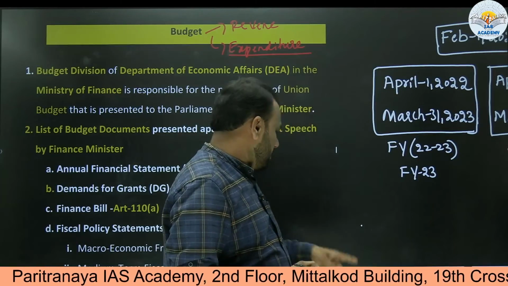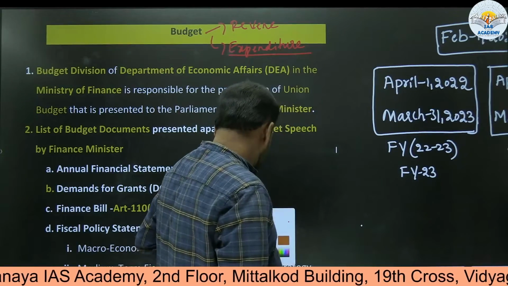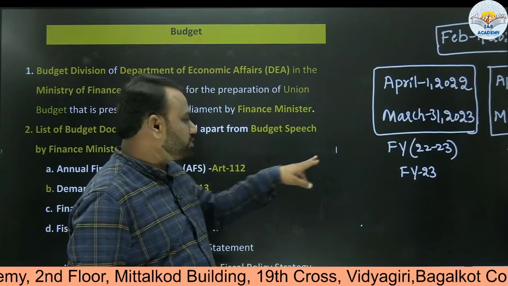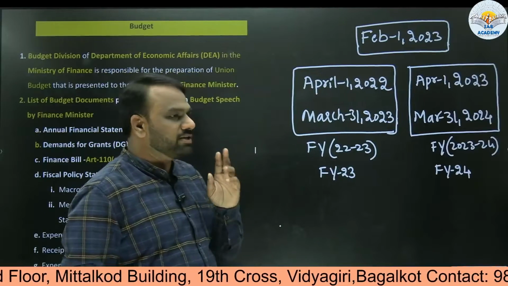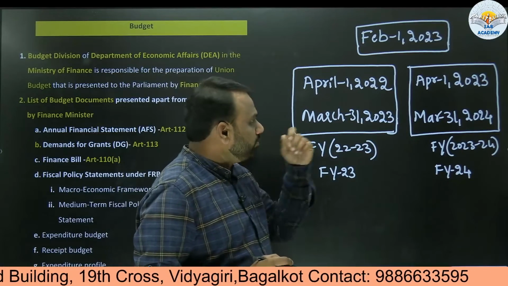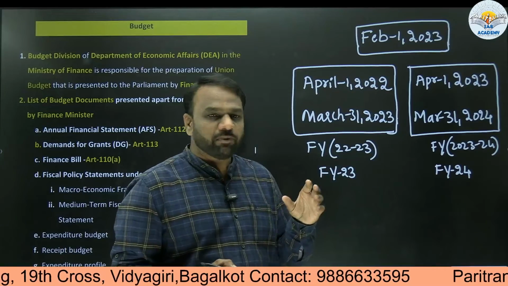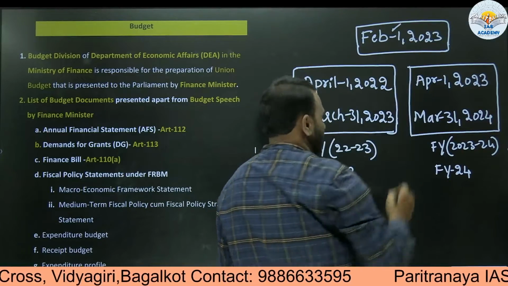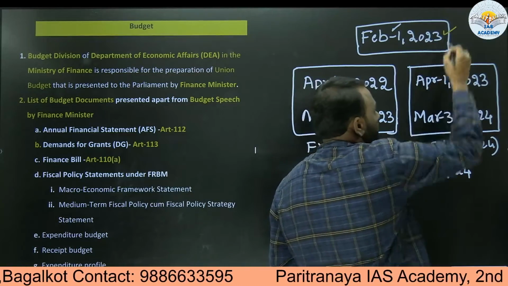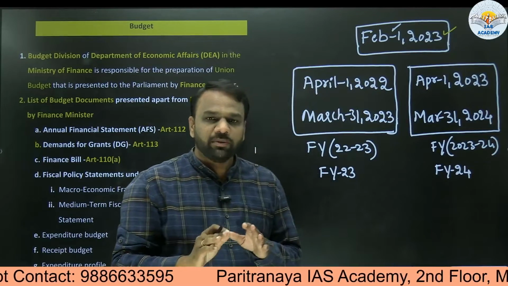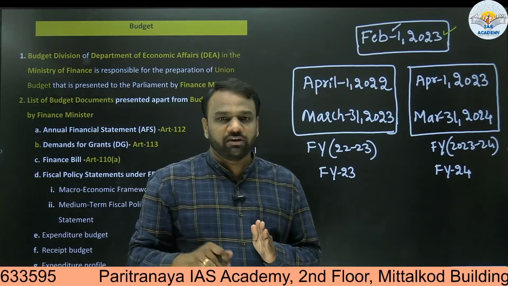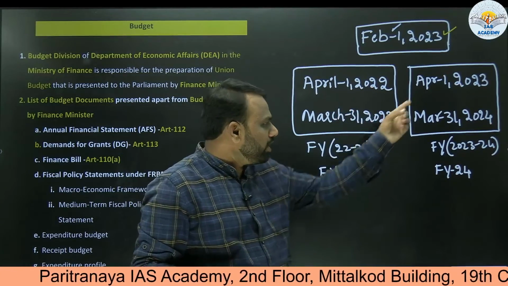Here we shall see that this expenditure and revenue corresponds to which period. That period we call the financial year. Now let us assume that every year the budget is proposed on February 1. I have taken February 1, 2023 as an example. When I propose the budget on February 1, 2023, for which financial year will I be proposing, 2022-23 or 23-24?